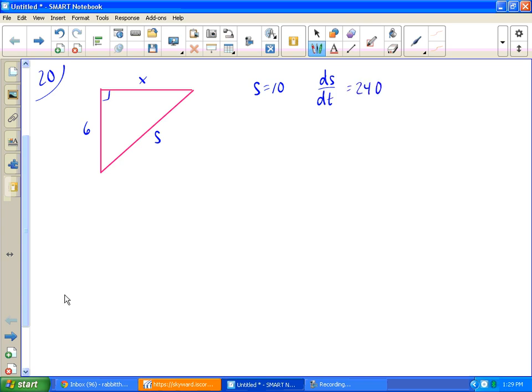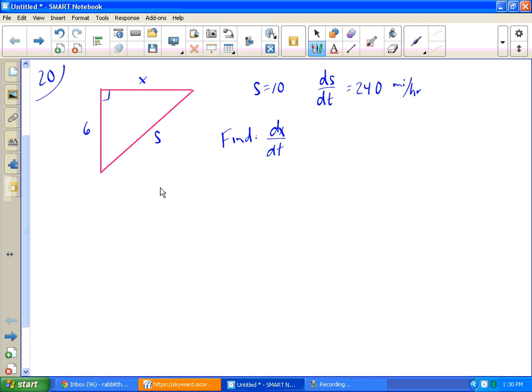So any questions on that? 240 was in miles per hour, so I'll write it here, that way it's easier to find our label at the end. Now it's asking, what is the speed of the airplane? So what are we trying to find? dx/dt, right? Because the speed of the airplane is how fast it's going, the rate of x there.